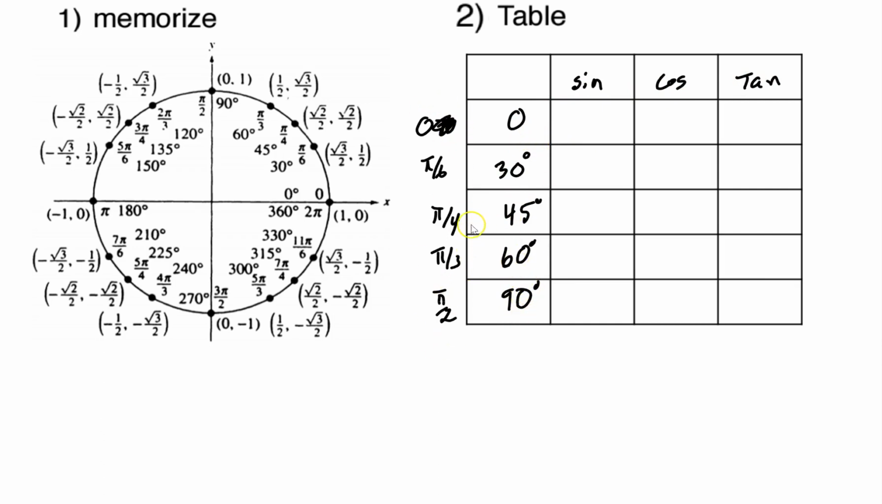Again, no matter which way you do it, there are some things you have to memorize. You have to know that 30 is pi over 6, 45 is pi over 4, 60 is pi over 3, 90 is pi over 2. Okay, let's go to the big part of the table. And that's this right here.